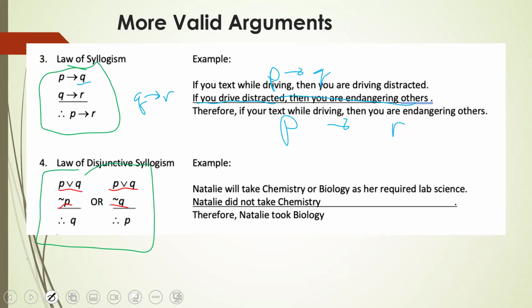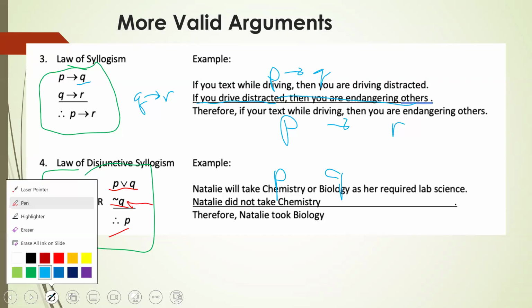If you remember how truth values work for or statements, in order for an or statement to be true, one part of the statement has to be true. So if we have, as we do in each of these second premises, that one part is not true, then the only way that those premises work is if the other part is true. So again, let's look at an example of that. We have that Natalie will take chemistry or biology as her required lab science. So here our P would be that she takes chemistry, and our Q would be that she takes biology.